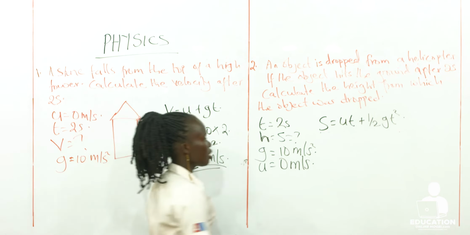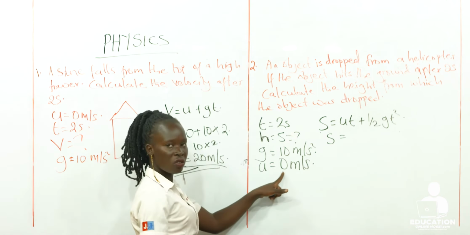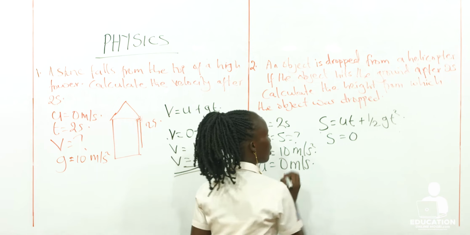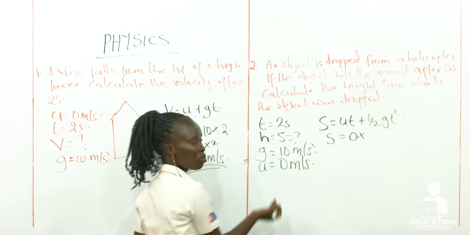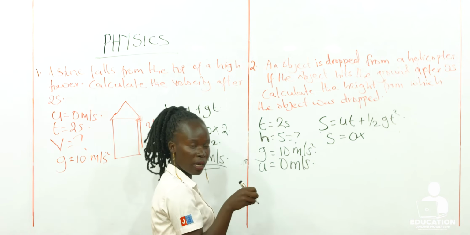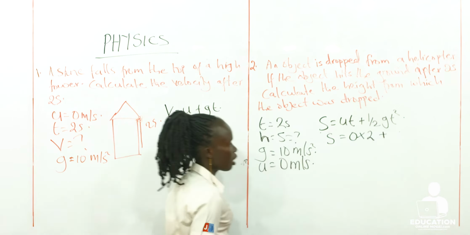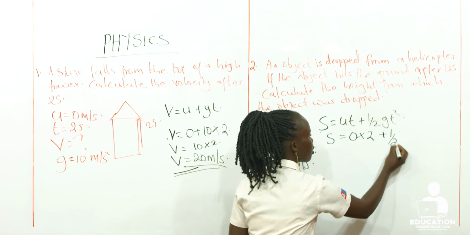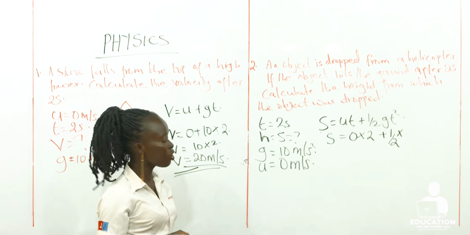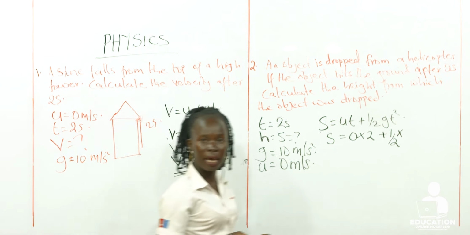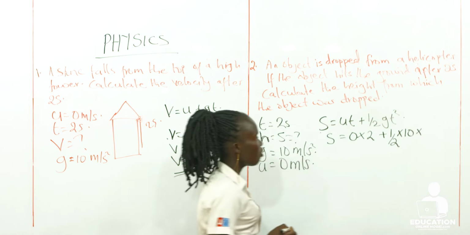We shall find that our s will be equal to the value of u, which is 0, times t. What is our time? Time was 2 seconds for the body to hit the ground. So times our 2 here, plus a half times acceleration due to gravity. What is the value of this acceleration due to gravity? We are taking it to be 10 meters per second squared. We have 10 times the value of time.